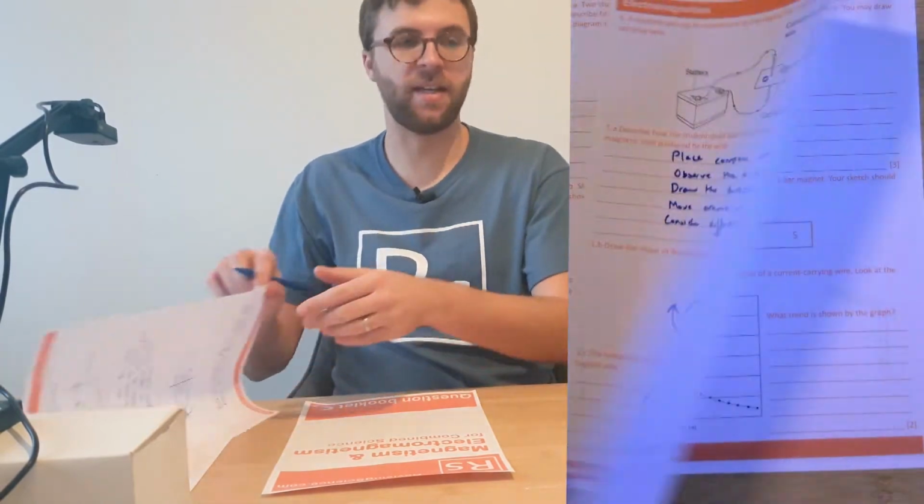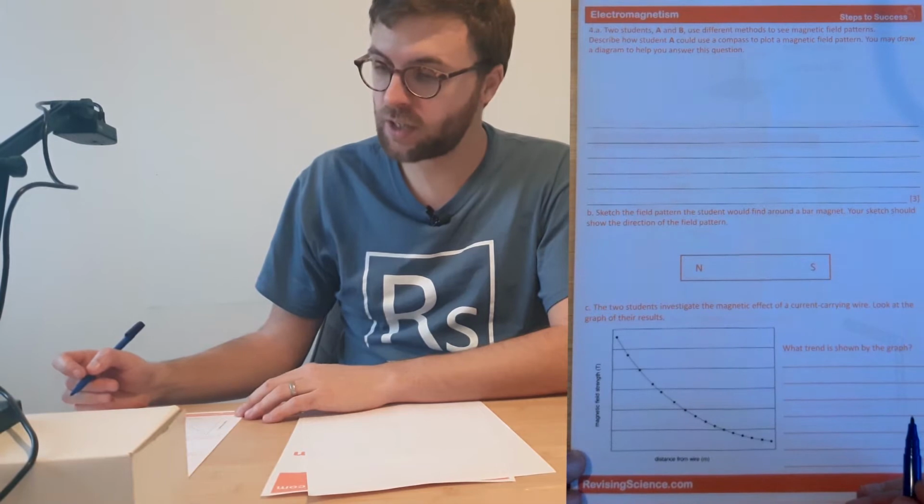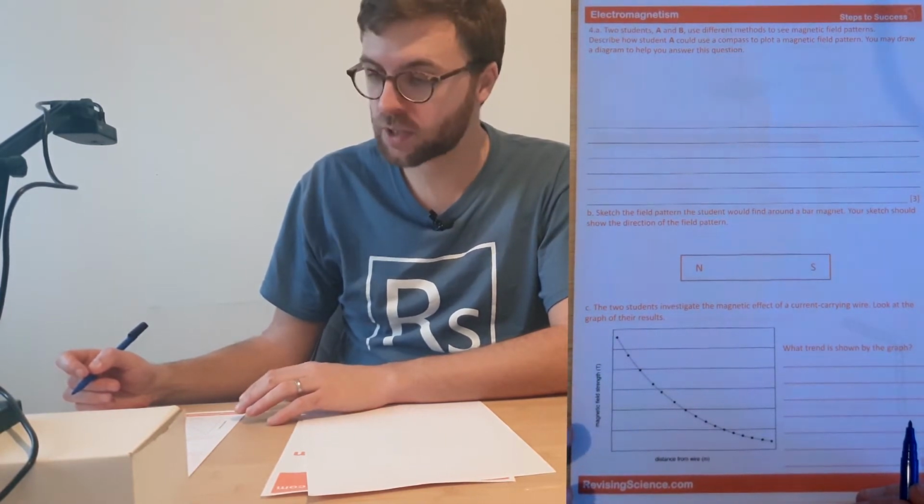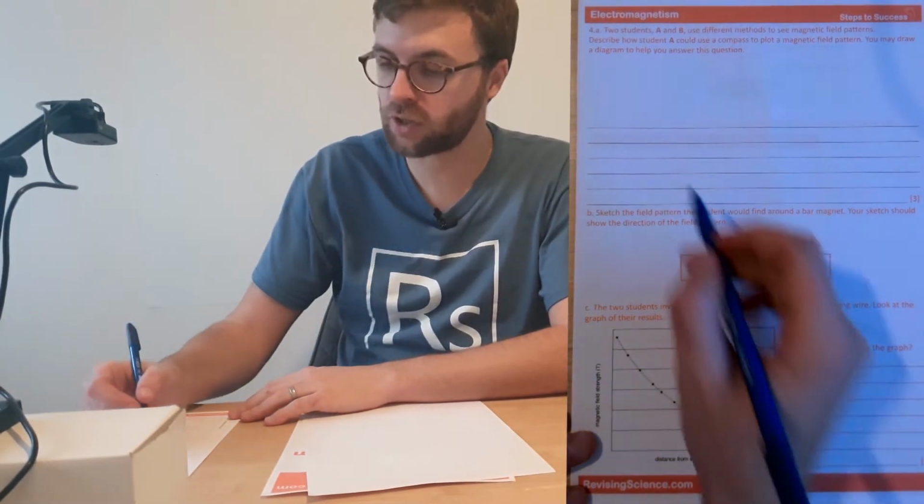Okay, on to the next page. In this question, two students A and B are using different methods to see magnetic field patterns. Student A is using a compass to plot a magnetic field pattern. We need to describe how they could do this, and we can draw a diagram.